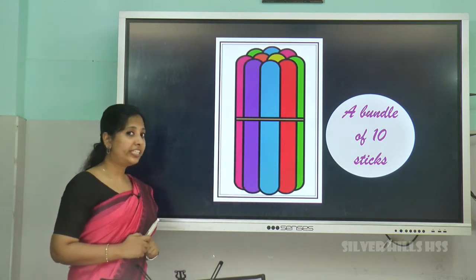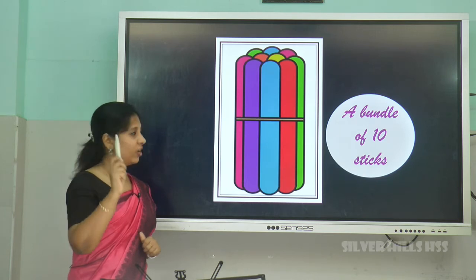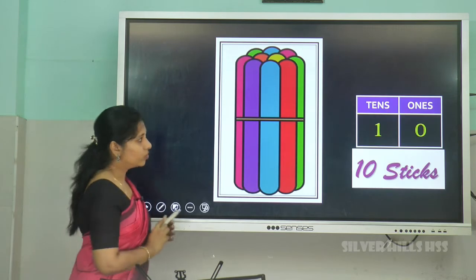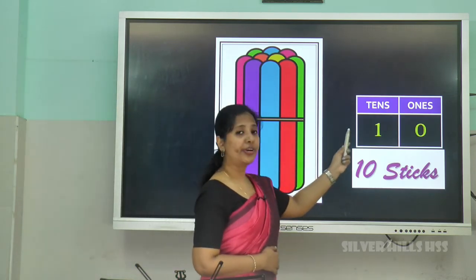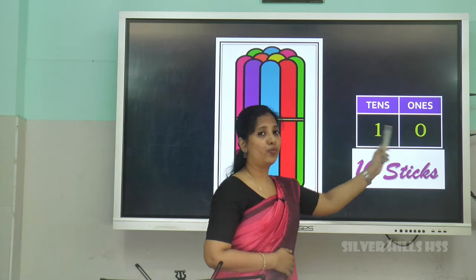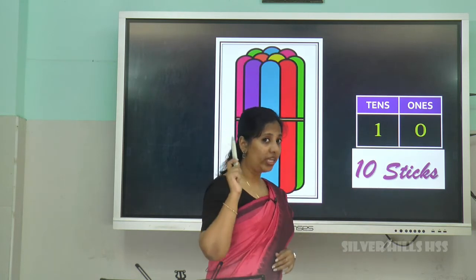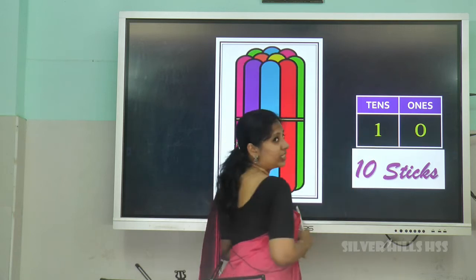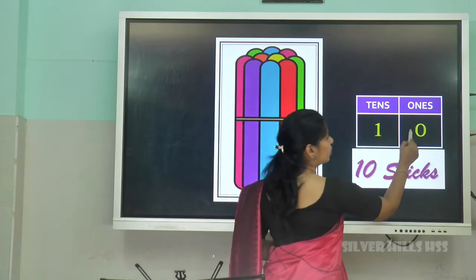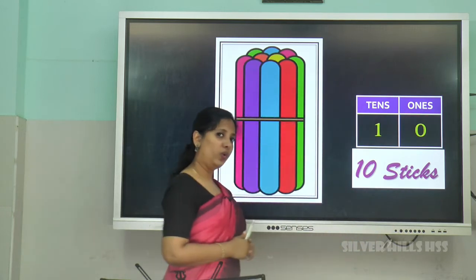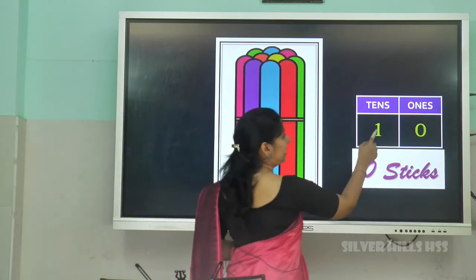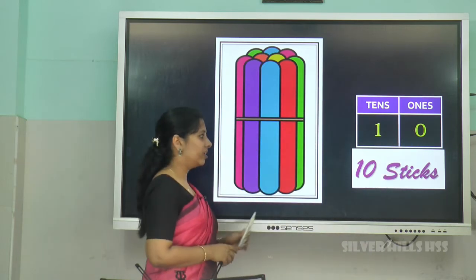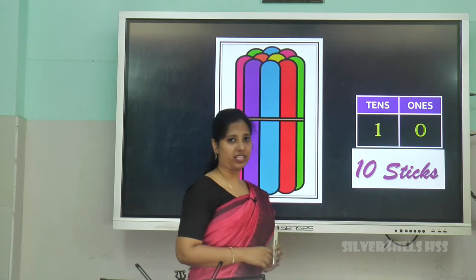So, how many tens? 1 ten. So, you can see how we will represent it in tens and ones. Since there is only 1 tens, we will write 1 under this tens box. Okay, and 0 in ones place. Okay, 1 in tens place and 0 in ones place. Okay, so altogether 10 sticks.